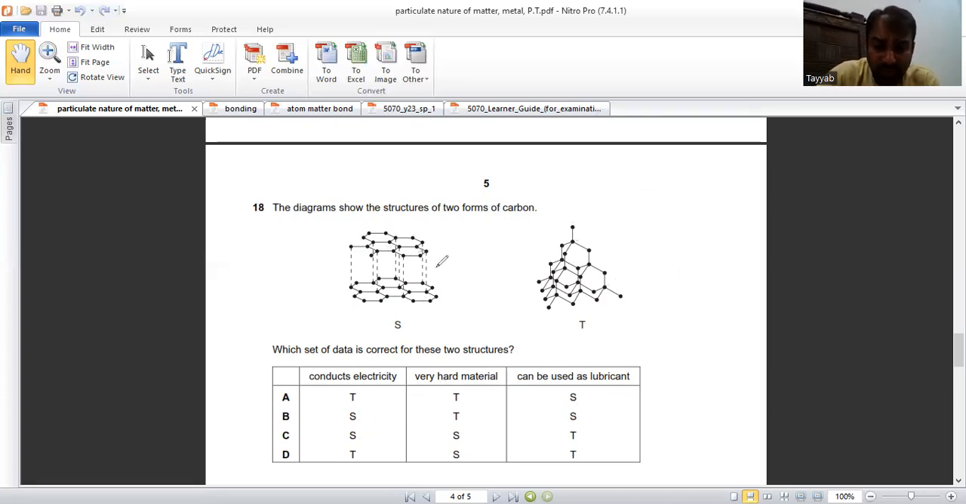Again, I would like to explain with the help of the diagram. You can see these are weak forces between the layers. Due to these weak forces, and there are so many layers in graphite, these layers can slide over each other. So you can say this is a dry lubricant.